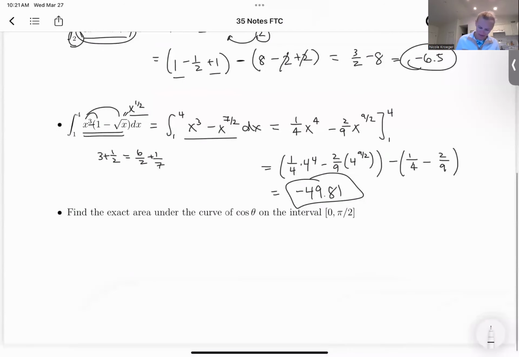Okay, and one last problem here. This is asking us to find the area. So let's graph cosine of x. Whenever we do trig functions in calculus, we should be using radian mode on our calculator. So just make sure your calculator's in radian mode.